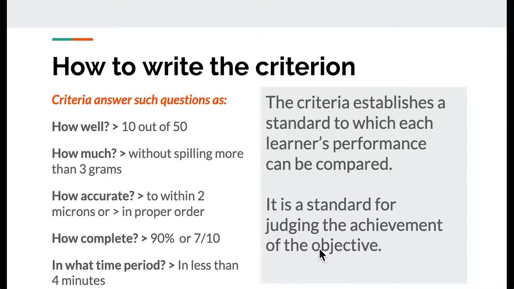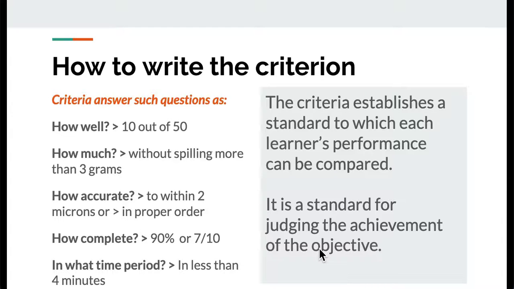Criterion comes out like this. How well do you want the learner to be able to do something? 10 out of 50? How much precision do you want them to have without spilling more than 3 grams of a chemical or a substance? How accurate of a measurement? How complete do you want them to do something? What about timing, speed? It sets a standard for performance.